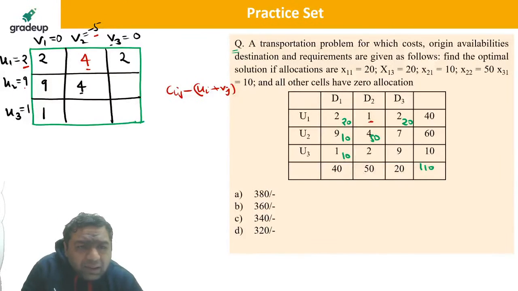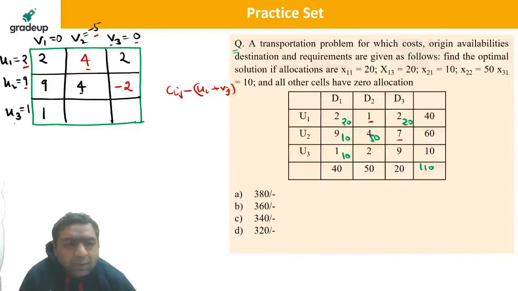Then it is 9. It is 0. So 9 plus 0 is 9. And here already we are having 7. So it will be coming out to be minus 2. Then 1 and minus 5 is minus 4. 2 minus of minus 4 is 6. This is 1. 9 minus 1 is 8. You are getting minus 2 here.